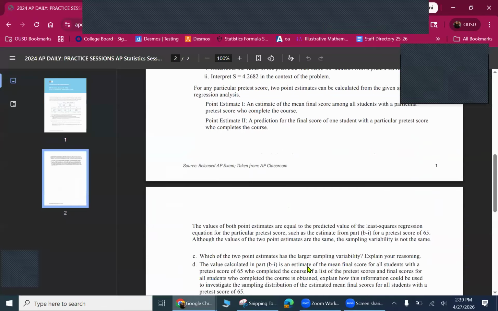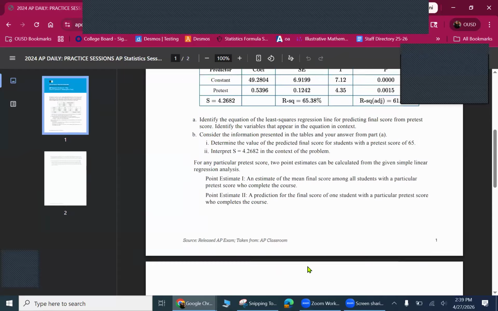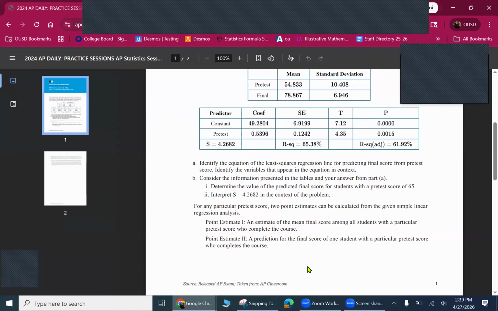Okay, so at this point we are in the what part? So they say the values of both point estimates are equal to the predicted value of the least squares regression. Oh, wait, no, there's another part of it here. For any particular pretest score, two point estimates can be calculated from the given simple linear regression analysis. One of them is an estimate of the mean final score among all students with a particular pretest score, and the other is a point estimate for the final score of a student for a particular pretest score.